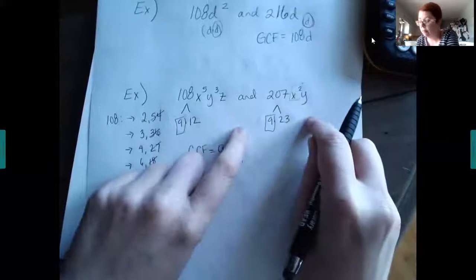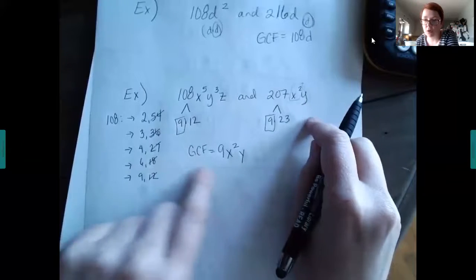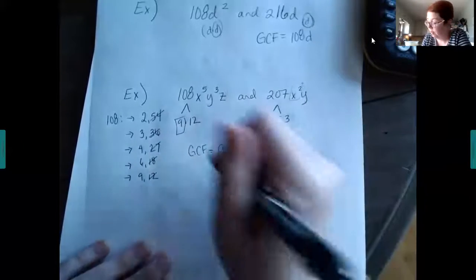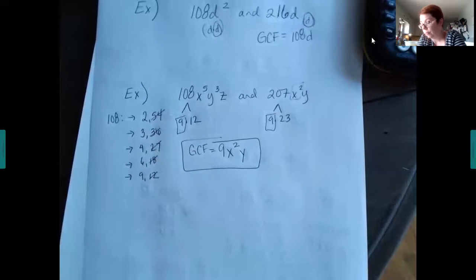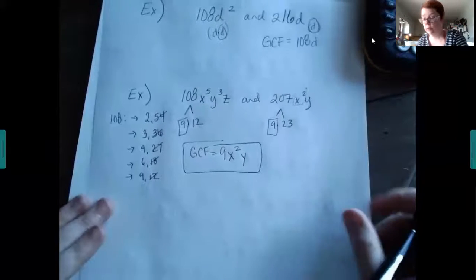And this has a z, but this does not. So it's not in common. So z has no place in our GCF. That's what that would be. So after this, after we find the GCF, then the next lesson is actually factoring that out. Okay, so good job hanging in there.